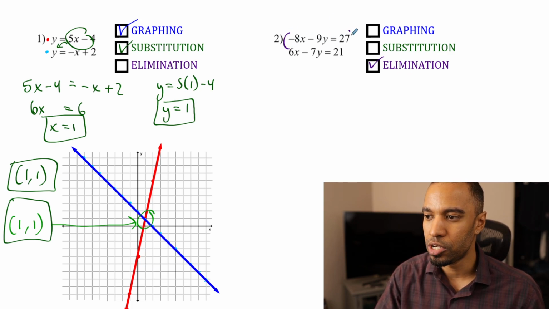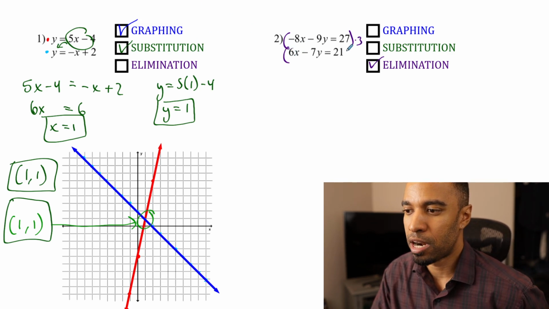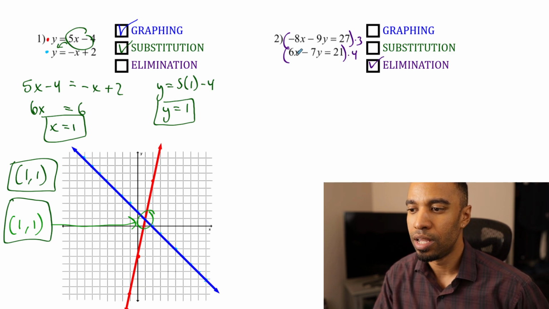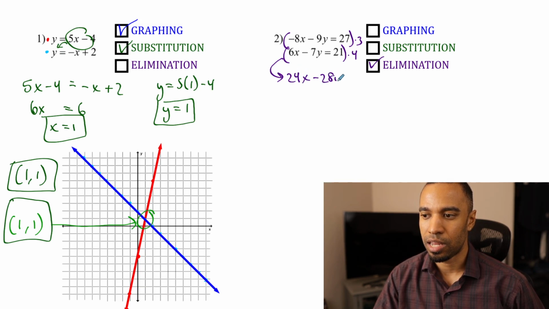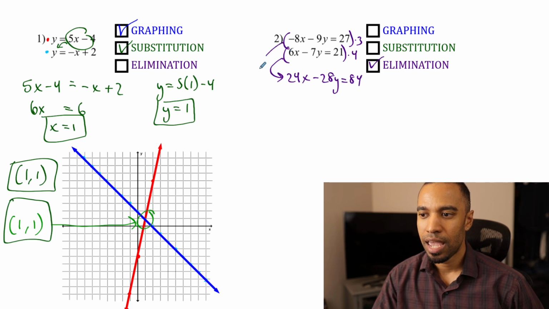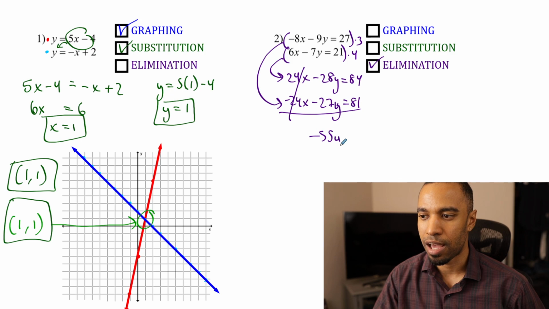I'm going to multiply the top equation by 3 because 8 times 3 is 24, and I multiply the bottom by 4, because 6 times 4 is 24. So if I rewrite these equations here, I'll write this one on top now, 24x minus 28y equals 84, and this equation here will now be, times 3, negative 24x minus 27y equals 81. I'm going to add down the list, the x's go away, and I have negative 55y equals 165.